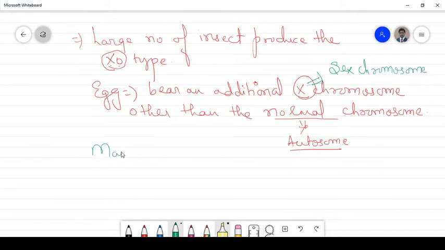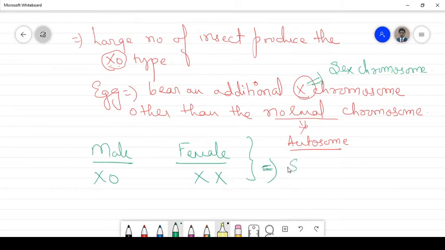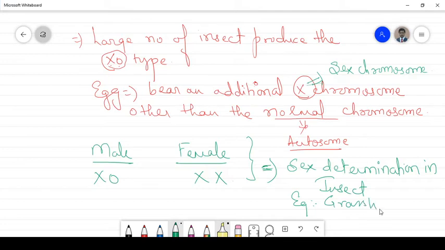So the male had what, children? XO type, whereas the female had what, children? XX chromosome. And it resulted into what? The sex determination in insects. Now, a few of the examples that can be given here is that of the grasshopper, children. Wherein XO type determination is found, in which the males have only one X chromosome, whereas the females have double X chromosome.